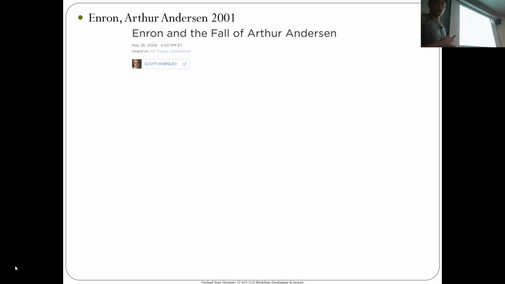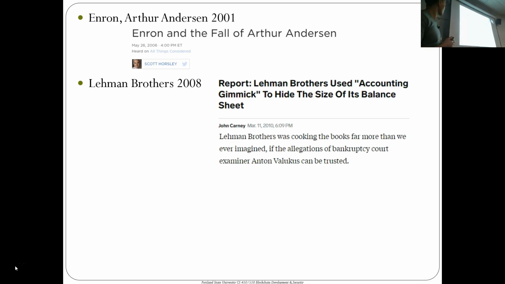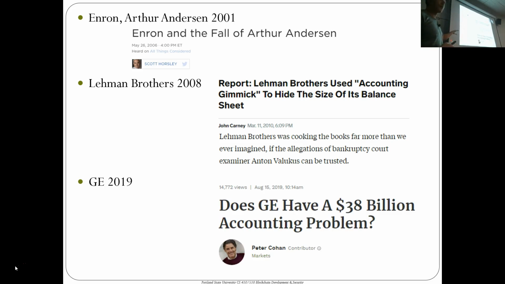Another example of this, which you probably lived through, was Lehman Brothers in 2008. This was one of the precipitating bank failures that led to the 2008 recession. And they were cooking the books. In fact, that's why I put this article in here, because that's the term they use. They were cooking the books far more than we ever imagined. They were hiding all of their losses to try and pump up their stock, and then that whole thing fell over.